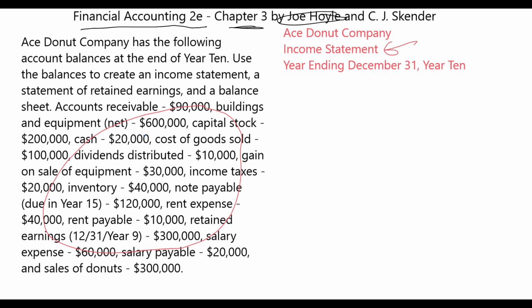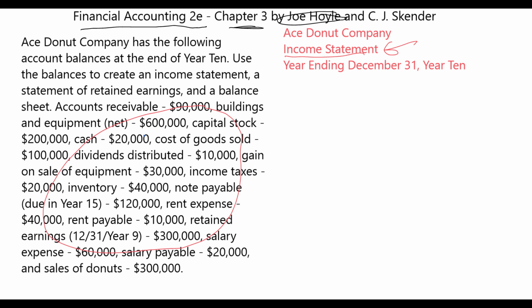Now, I'm not terribly interested right yet in what these accounts exactly mean. What I'm looking for here is the structure of the financial statements. I want you to feel comfortable about what goes on an income statement, what goes on a statement of retained earnings, and what goes on a balance sheet, and what each of those statements looks like. So we'll start today with an income statement.